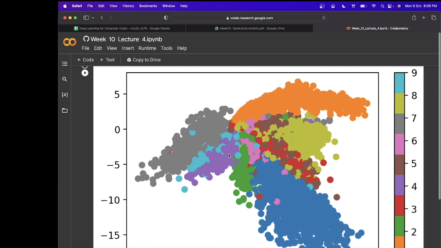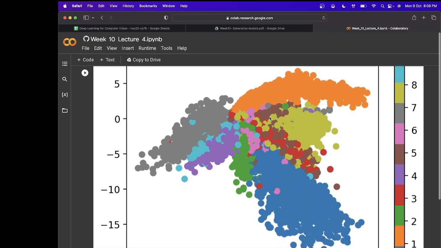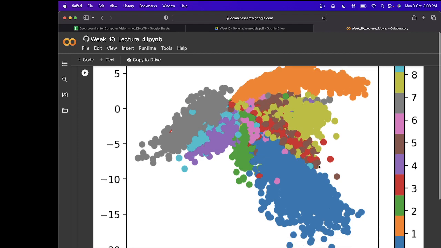However, if we look at it a little bit critically, we'll see that while the orange and the gray are well formed clusters, there are some mixtures here. The six digit corresponding to the pink one, or three corresponding to red, or maybe brown, which corresponds to five, are all kind of clubbing together, right?